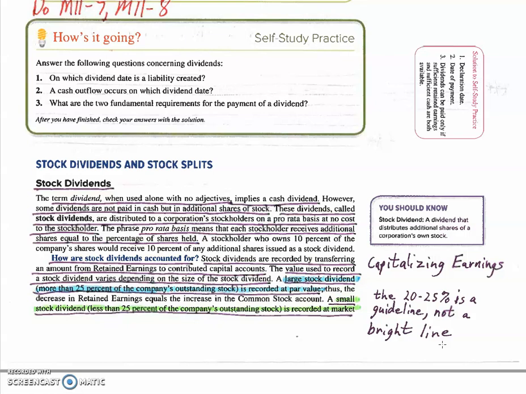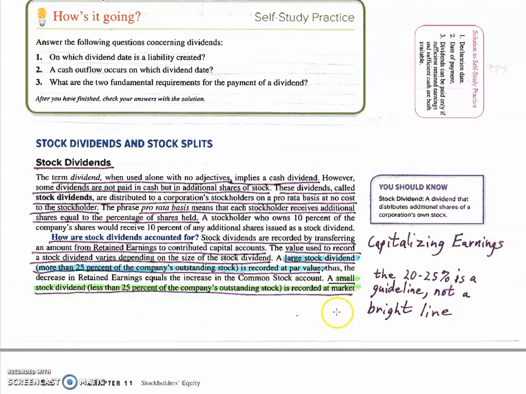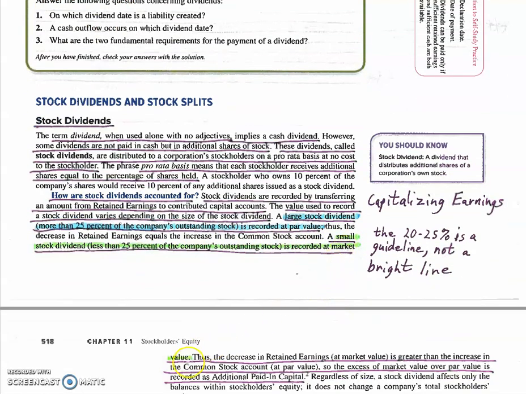Now, from an accounting standpoint, there is a significant difference in the way we account for large stock dividends and small stock dividends. Okay, now small stock dividends are recorded at market price. You see that right here, recorded at market value or market price. In other words, they're recorded at whatever price the stock is trading at the time the stock dividend is declared.